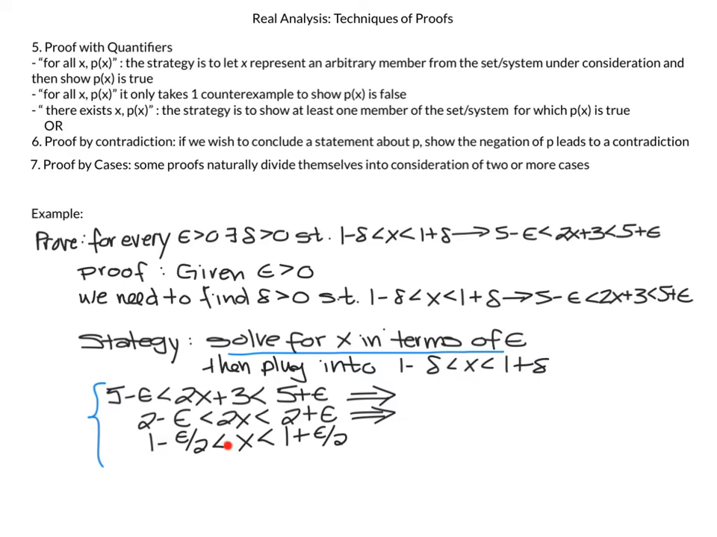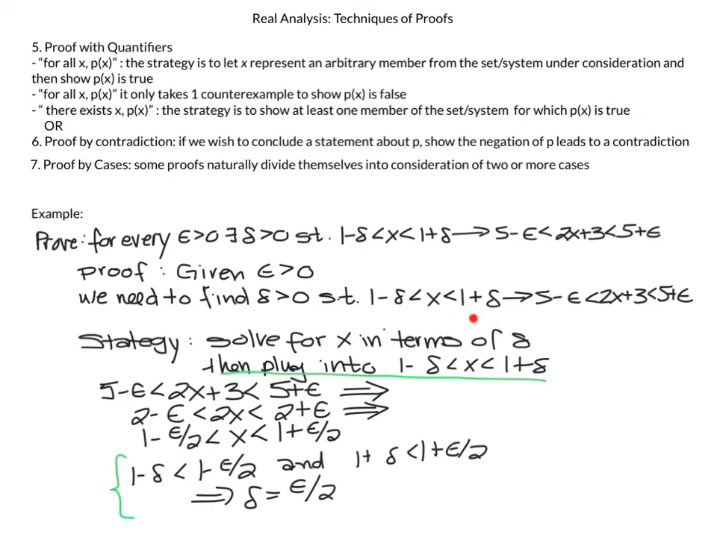So we've had some sort of constraints now put on x. Now we compare that to the constraint that x is between 1 minus delta and 1 plus delta. And what we can do then is set delta equal to epsilon over 2. And now, given any epsilon, we have found a delta that satisfies these conditions. And also notice, since epsilon is greater than 0, delta is also greater than 0.